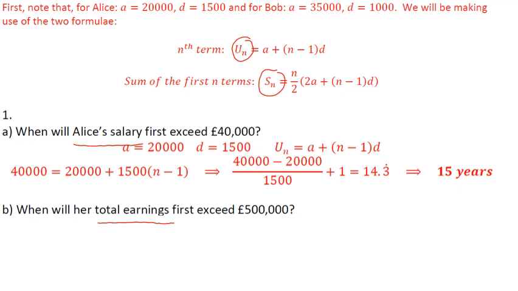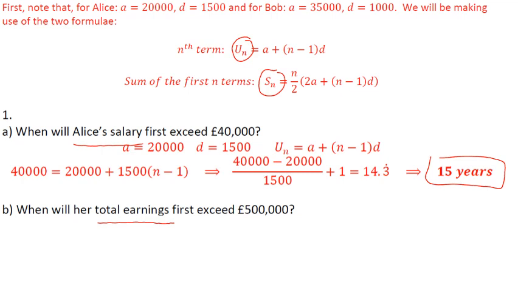Now I've done this as an equation instead of an inequality. It'll come out as a slightly more awkward number, 14 and a bit. But that tells us that the 14th term is not as big as 40,000 and the 15th term is bigger than 40,000. So that allows me to jump to the correct answer of 15 years. When she's picking up her 15th yearly salary, that will have a value which is bigger than 40,000.